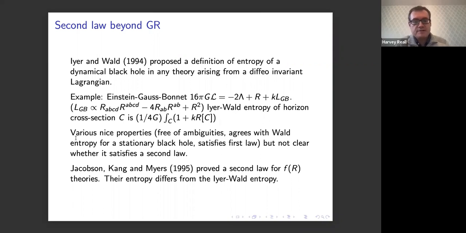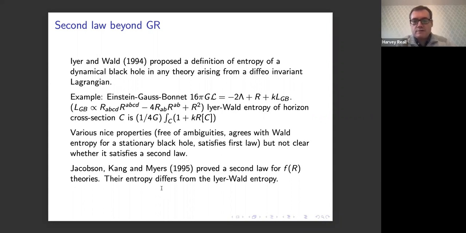So if I return to the general discussion of this, then the Iyer-Wald entropy has various nice properties. So it's free of various ambiguities that's present in the covariant phase space formalism that this is based on. It agrees with the Wald entropy for a stationary black hole, and it satisfies the first law. But Iyer-Wald left open the question of whether it satisfies a second law, in other words, whether it's increasing under a dynamical process.